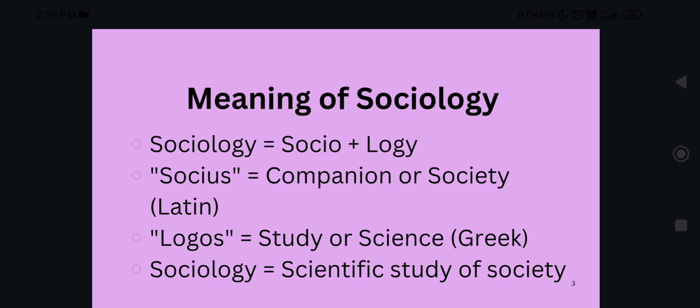But what do we mean by society? Society is not merely a collection of people, it is a network of social relationships among individuals and groups. Whenever we study family, marriage, education, religion, politics, or culture, we are studying society. Sociology helps us understand how human beings live together and interact with one another.